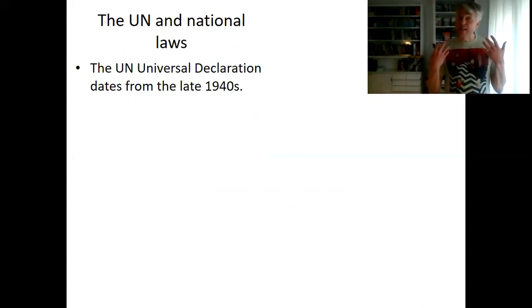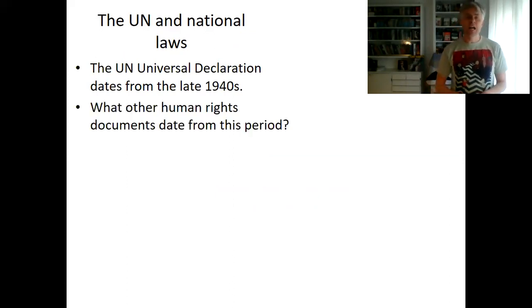Good. The UN Universal Declaration is the starting point of all of this. That dates from the late 1940s. It's an early post-war achievement. What other human rights documents date from this period? There you are, German students. There's a question for you. Pause here and natter with your partner. Did you get the answer?